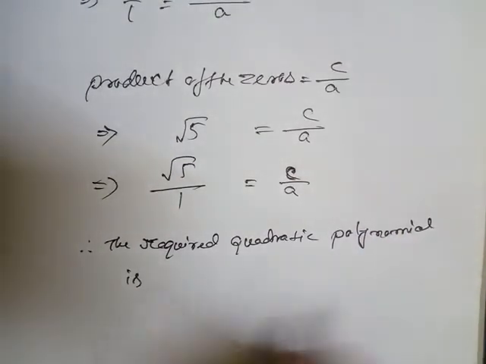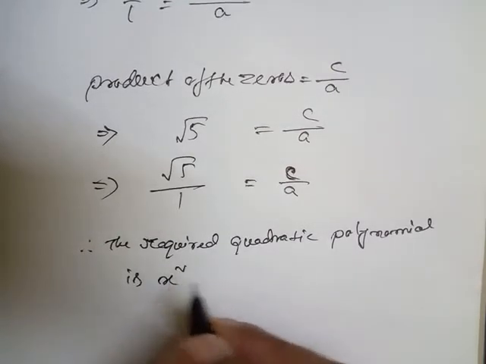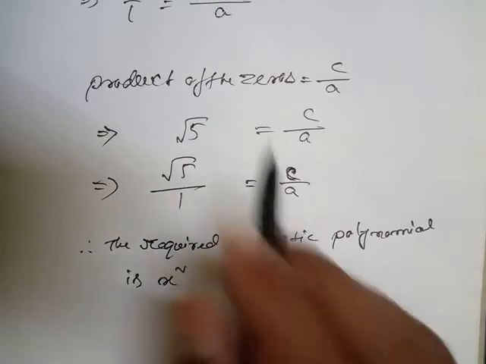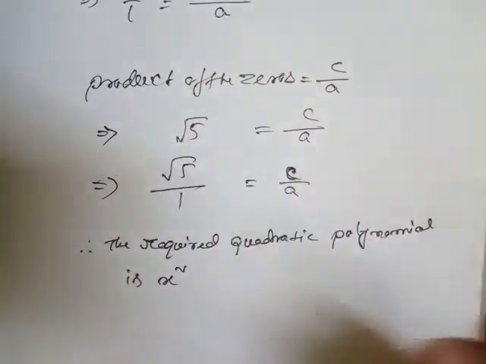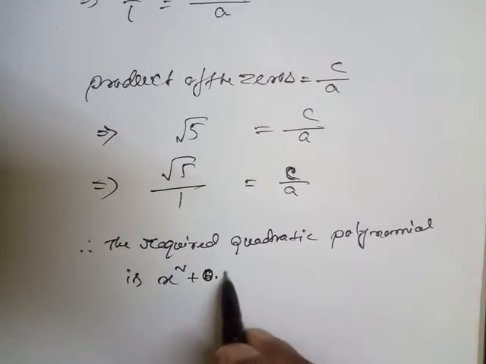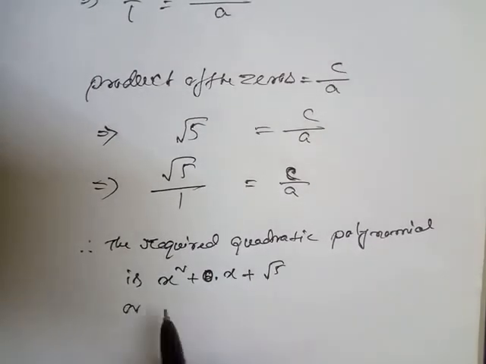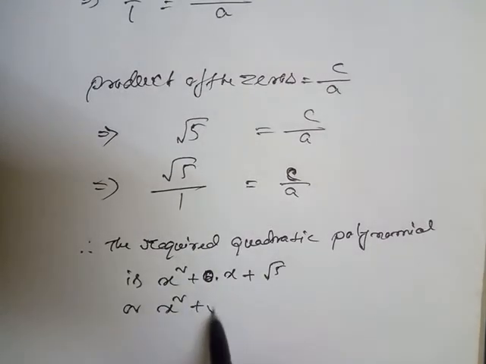is ax square. The value of a is 1 only, so we'll write here x square plus bx. B is 0 actually, so we write 0 into x, and c equals root 5. Or directly we can write x square plus root 5. Correct answer. Now student, look here, Roman 4, 2 Roman 4, 1 and 1 is given.